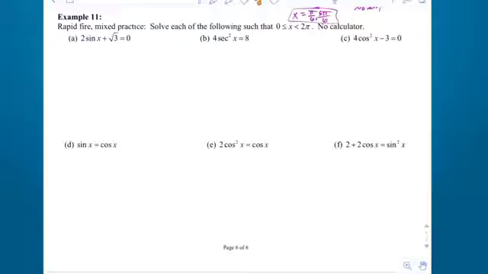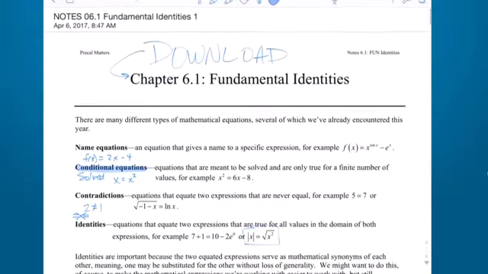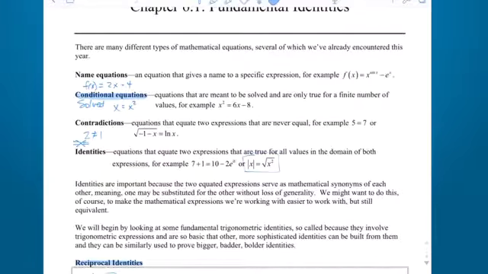So number 11 here, if you remember from last Thursday, that was a while ago, we are solving trigonometric equations. So what type of equations do we solve? Scroll to the top of your notes. If you don't know an answer to a question, at least you know where to go to look for the answer. What type of equations do we solve? Conditional equations, right? That's what we're doing.